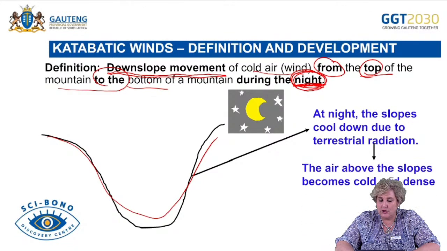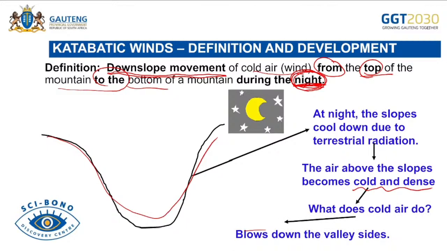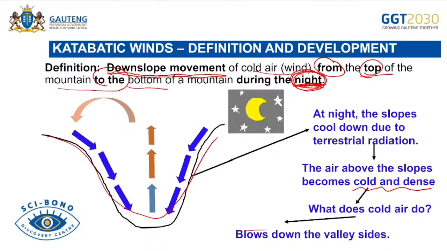What does cold air do? The air above the slope becomes cold and dense. What does cold air do? It blows down the valley side. So there's my cold air and it moves down the valley slopes. And the air at the bottom starts getting warmer, as it has been warm during the day. So that air goes up, it rises there, and it sinks again.